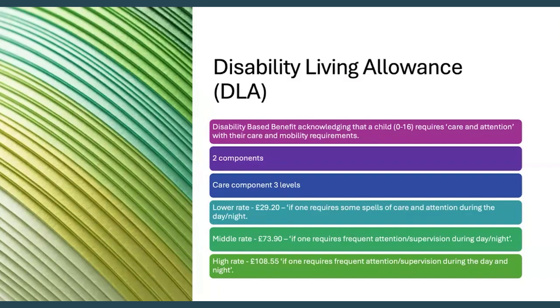So the lower rate, and this is the legal definition of each one of these, is £29.20 a week, if one requires some spells of care and attention during the day or night. So if there are a few periods that are required, then that may qualify you for the lower rate. The middle rate of £73.90, if one requires frequent attention or supervision during the day and or at night. And the higher rate of £108.55. Sorry, that should be £110.40. Sorry, my error. If one requires frequent attention or supervision during the day and night. As we can see, the more care and support somebody would need during the day or night would determine the rate that somebody may be entitled to in terms of the care component of DLA.